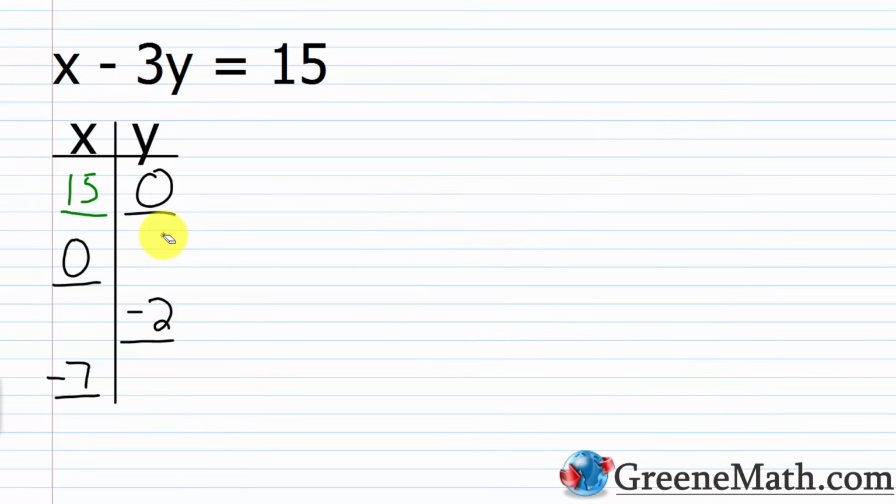Let me put that in a different color so it stands out. So let's put negative 5 here. So again, this is another ordered pair that works as a solution to this equation. We can say the ordered pair 0, comma, negative 5 is a solution, where 0 is the x value and negative 5 is the y value.